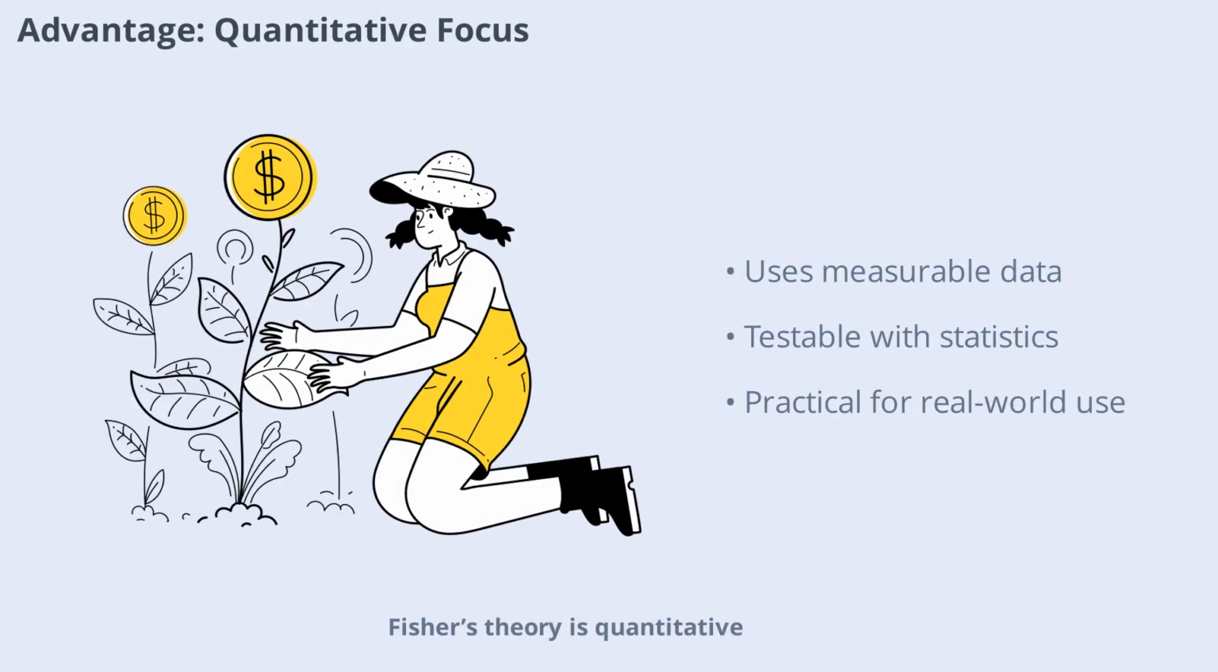Fisher's theory is quantitative, meaning it uses numbers and measurable variables. This makes it possible to test the theory with real-world data and apply it to practical economic problems. The quantitative nature of the approach is one reason it's still widely taught and used today.